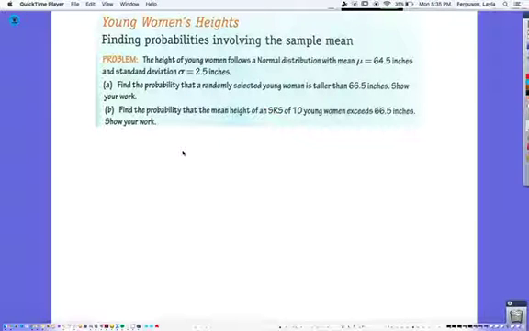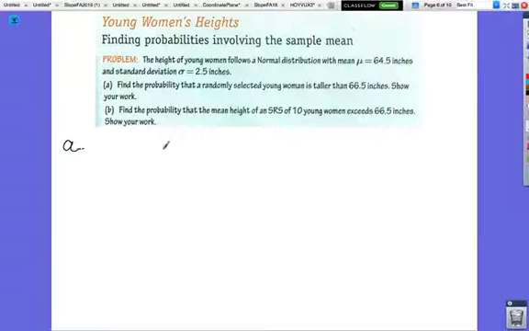All right, so for the next example, we are going to be finding probabilities involving the sample mean. The problem says the height of young women follows a normal distribution with mean mu equal to 64.5 inches and a standard deviation sigma equal to 2.5 inches. A says find the probability that a randomly selected young woman is taller than 66.5 inches. Show your work.